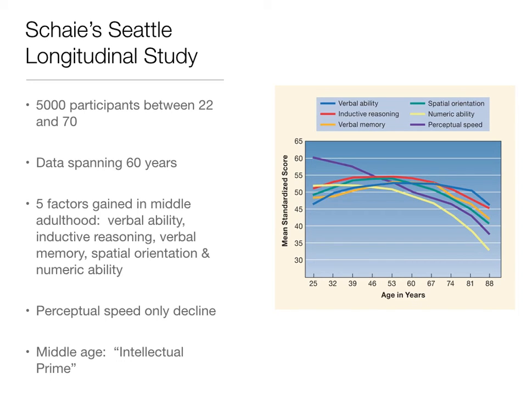We see, however, that middle age is kind of the intellectual prime, and you see that a lot of times the most successful people are in this middle age, and some of that really is indicative of these gains in these cognitive functions. There are different kinds of intelligence that we really see differences in across the lifespan.